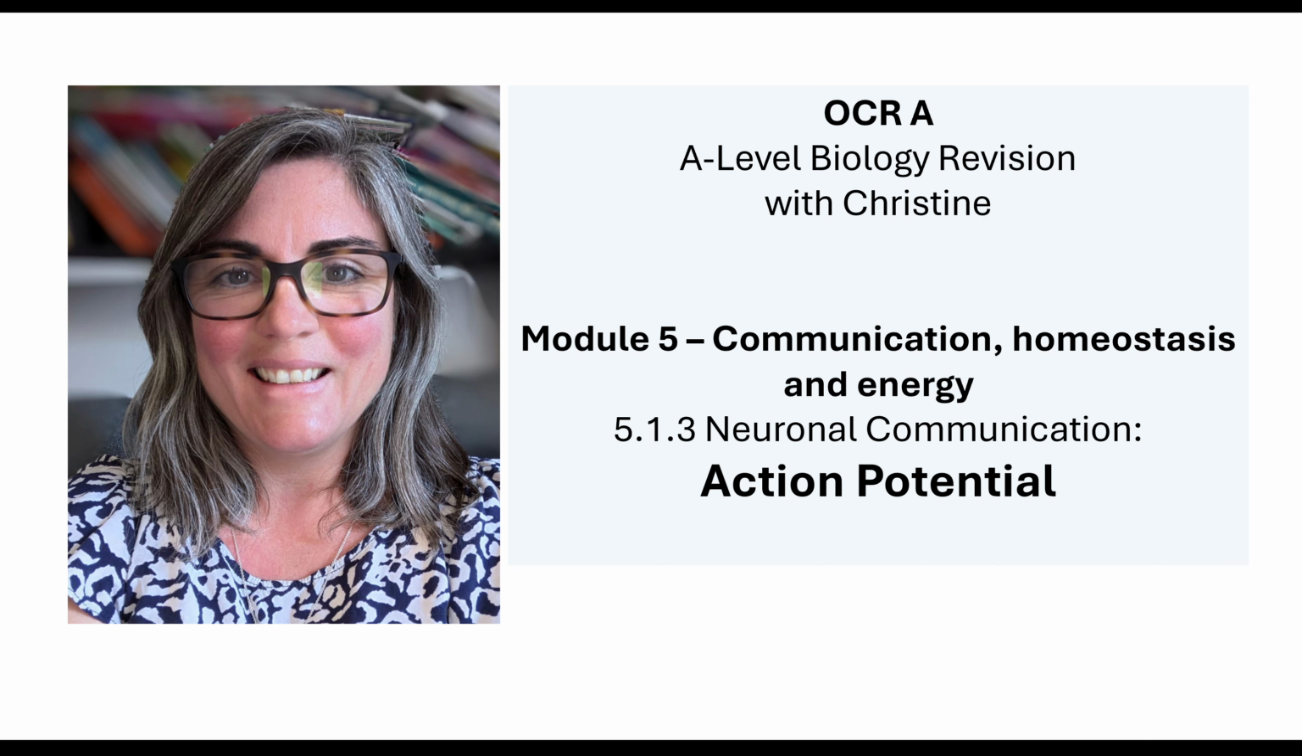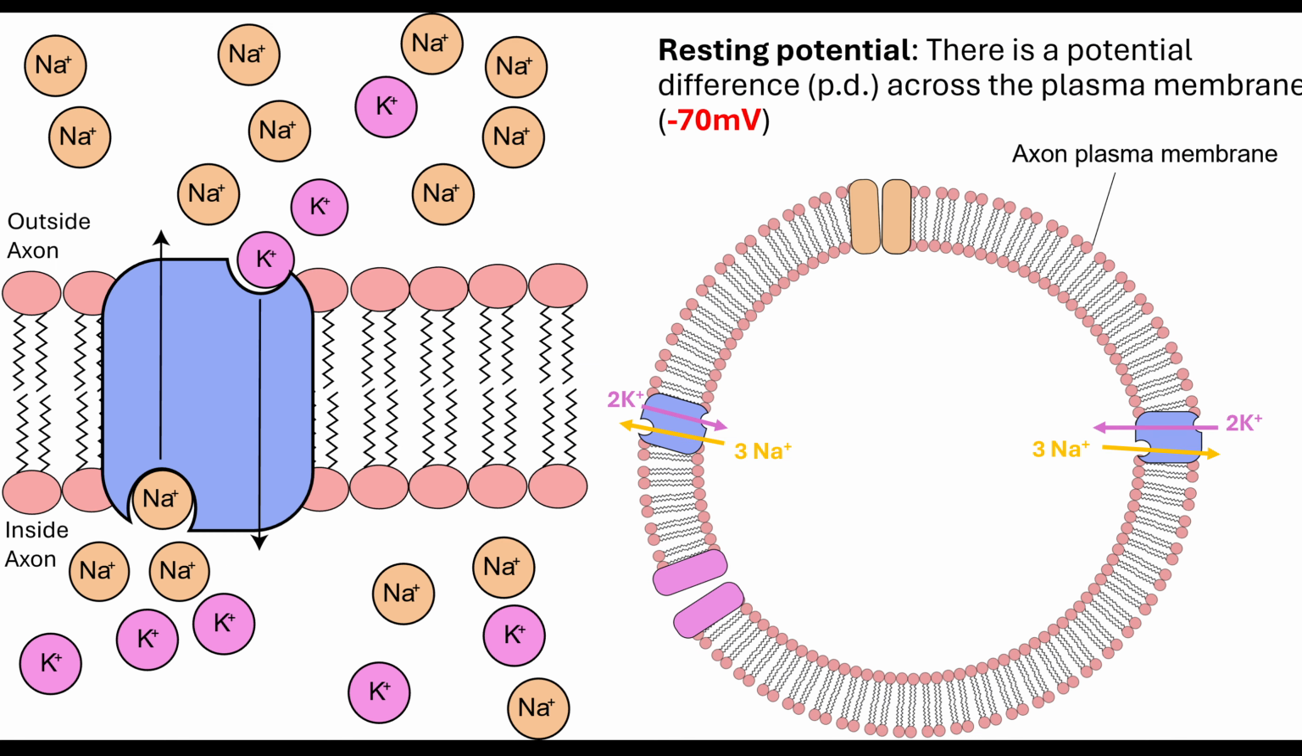So today's lesson I want to look at the action potential, which is part of your neuronal communication topic area. So let's just understand what it means when a cell is in what's known as its resting state. So the resting state of a cell is where there is a resting potential. Now what that means is that there is a potential difference across the plasma membrane. Now that's normally about minus 70 millivolts.